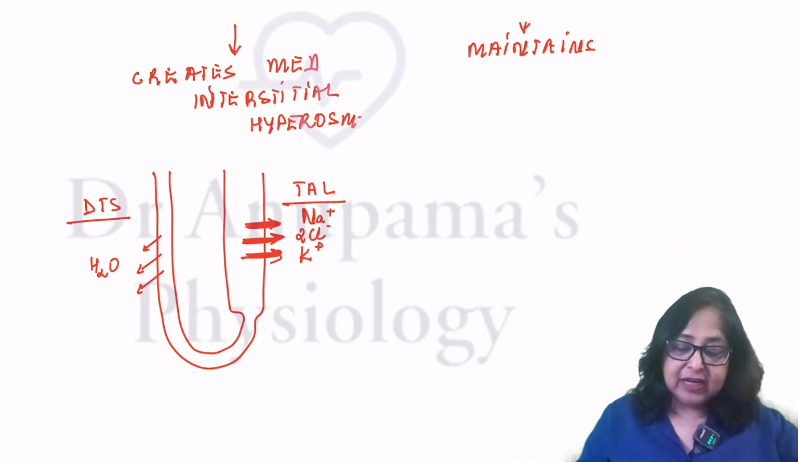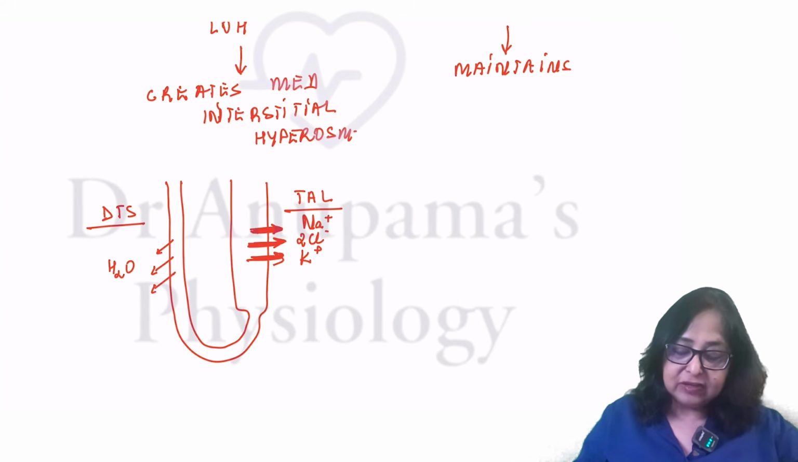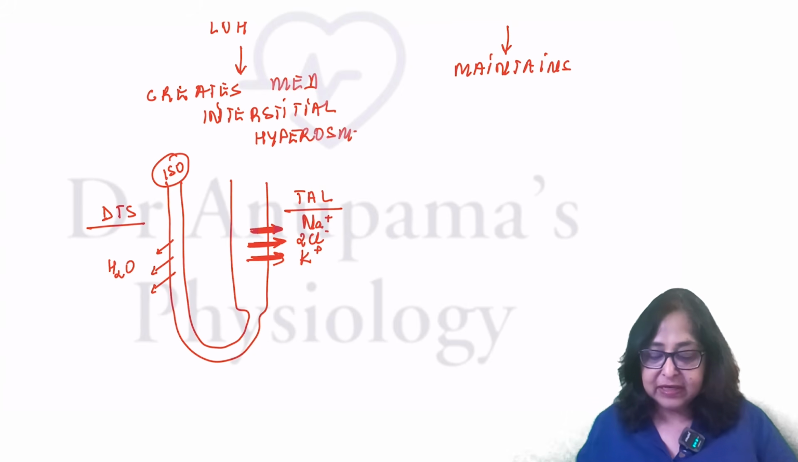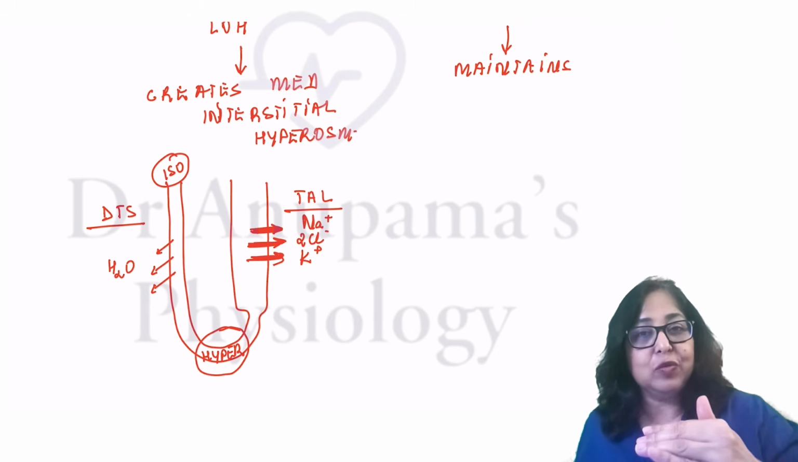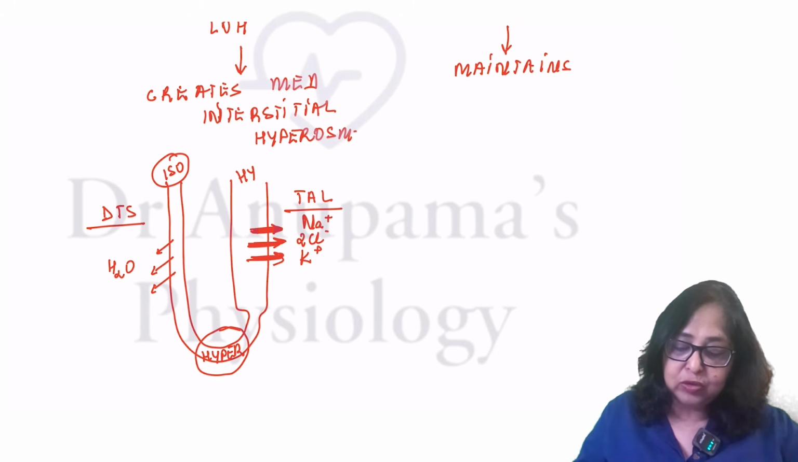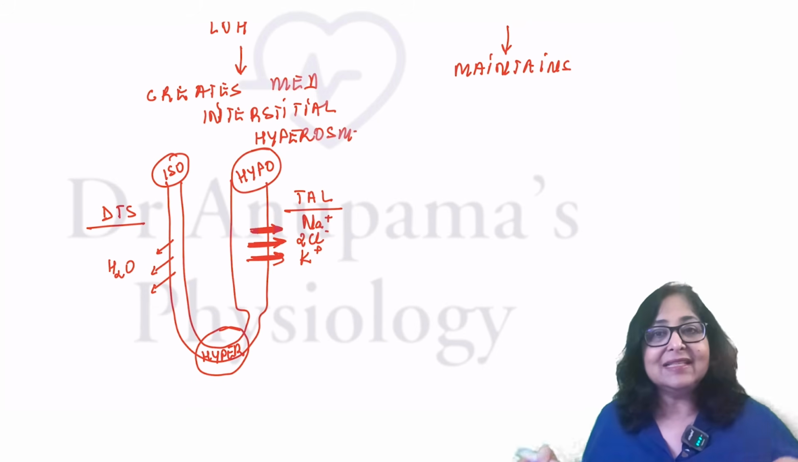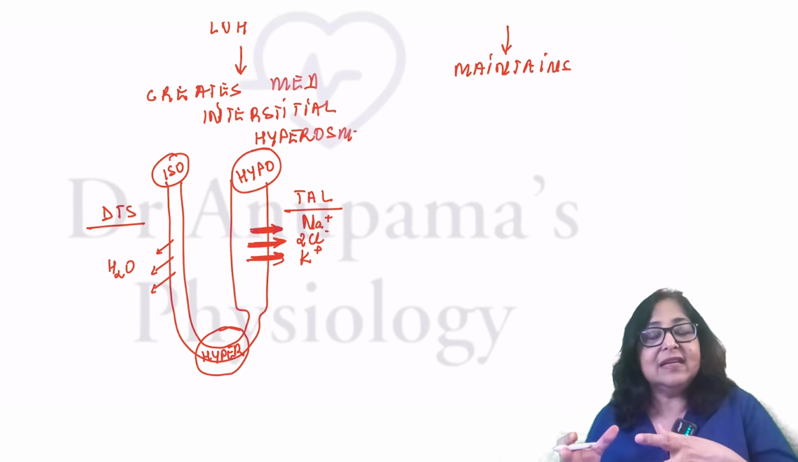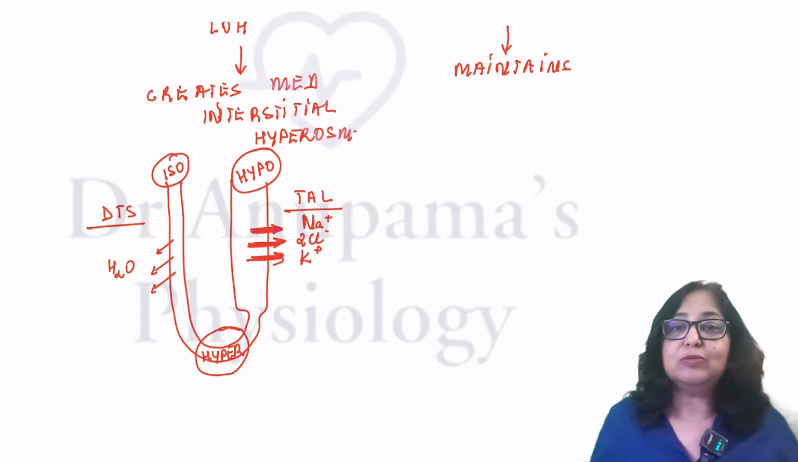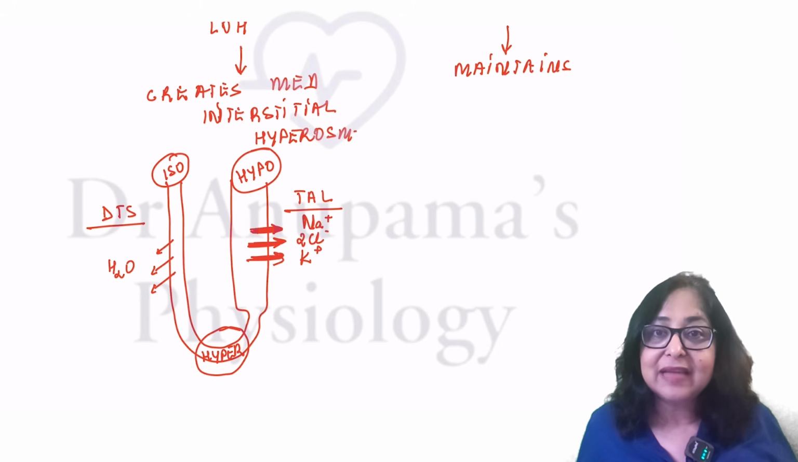Now, fluid which enters the loop of Henle from the PCT is isotonic, but because water is getting reabsorbed in the descending thin segment, at the tip of loop of Henle, this tubular fluid is hypertonic, but by the time it leaves the loop of Henle and enters into the DCT, this is going to be hypotonic. Why does this happen? This is because the thick ascending limb absorbs more solutes as compared to the water absorption in the descending thin segment.